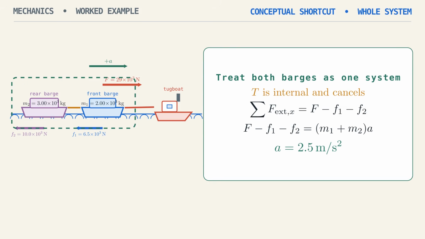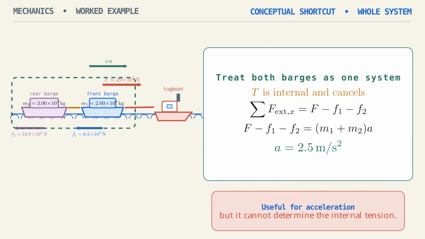Enclose both barges in one system boundary. Tension is now an internal force, so the two cable forces cancel when the barge equations are added. The external horizontal force is F minus F1 minus F2, and the system mass is M1 plus M2. This reproduces the acceleration efficiently. But because tension is internal to this larger system, the shortcut cannot determine its value. We still need an individual barge equation for that.